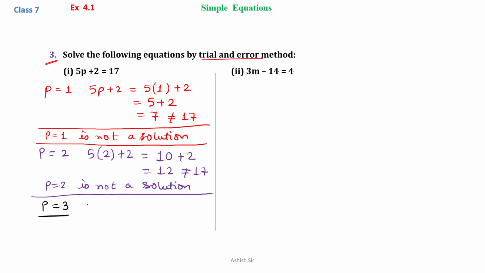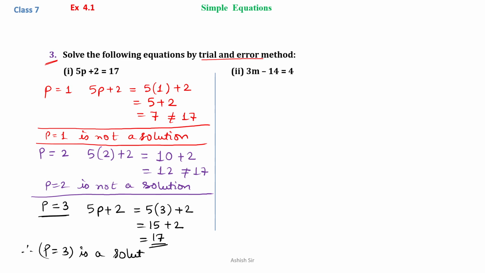The equation is 5p plus 2. So in place of p, we'll put the value 3. 5 3s are 15 plus 2. So 15 plus 2 is equal to 17. So LHS is equal to RHS. We have got the value 17. Now we can say, therefore, p equals 3 is a solution of the equation.